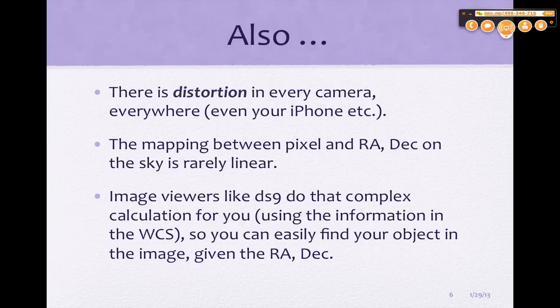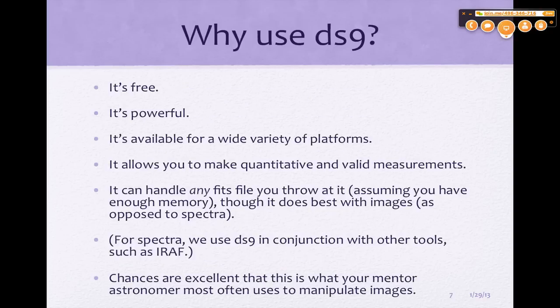And the mapping between pixels and right ascension and declination on the sky is rarely simple and straightforward. It's rarely the case that you can take 3 steps in pixels and have it be exactly 3 steps in right ascension, especially when you're having large chunks of sky. So image viewers, anything that reads a FITS file, is capable of doing that complex calculation for you, so that you can really easily and transparently put your mouse over the image and find what right ascension and declination any given pixel is. But it needs that WCS, that World Coordinate System, in order to do that.